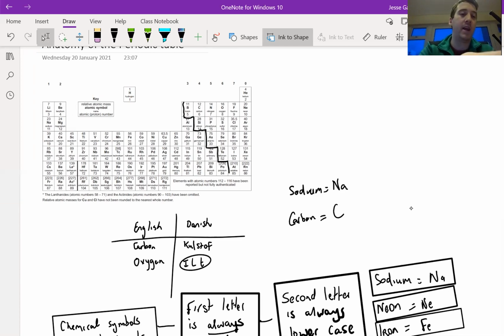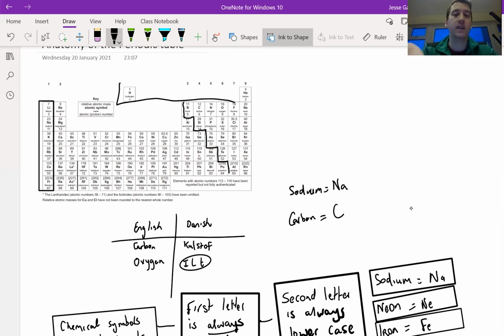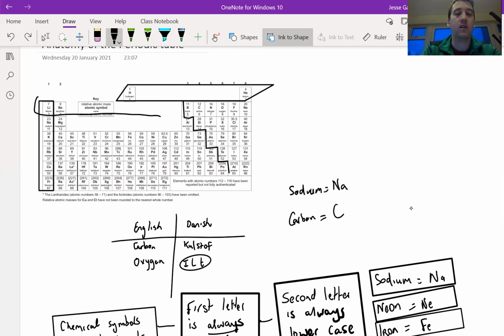We know that a group is a vertical column in the periodic table. All elements in the same group have similar chemical properties. And we know that a horizontal row is a period. Period comes from the word periodic, which means repeating pattern. A period is a horizontal row, and every new line you go to is a new period. So that's the second period, the third and the fourth and the fifth and so on.